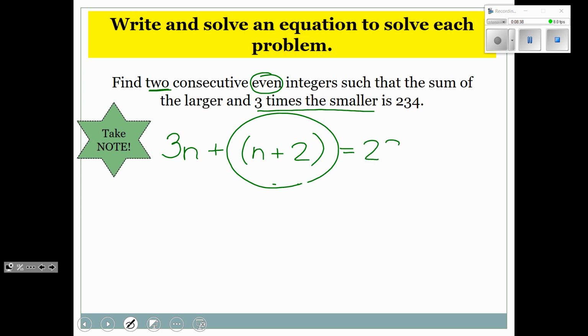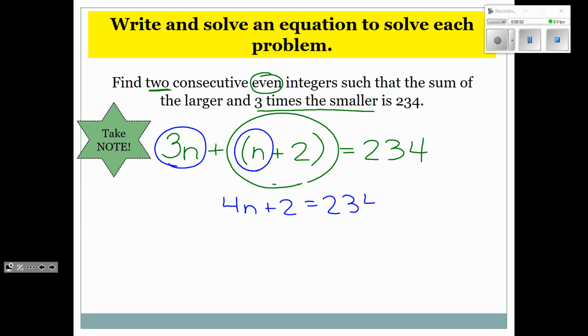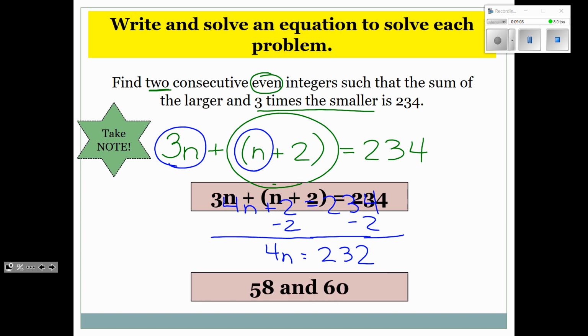is 234. Now again, with the commutative property, we look for like terms and combine them. We have 3n and 1n, which is 4n, plus 2 equals 234. We subtract 2 from both sides of the equation. Sorry about that. 232. Then when we divide 232 by 4, we find out that it should be 58.